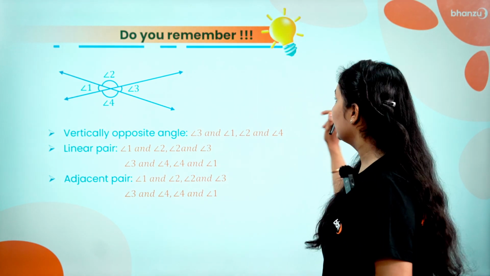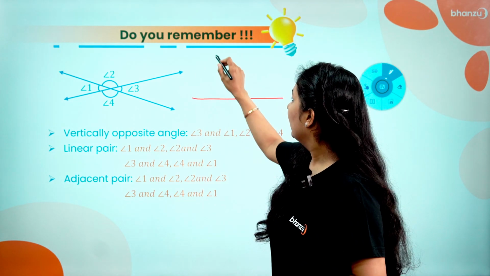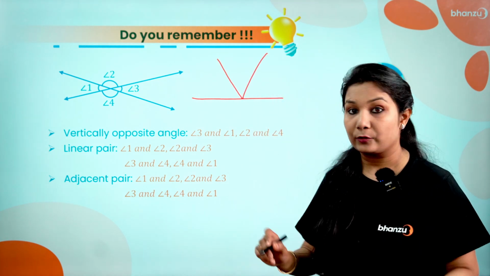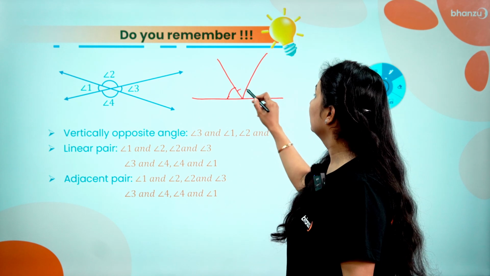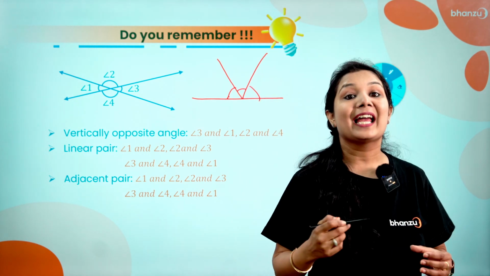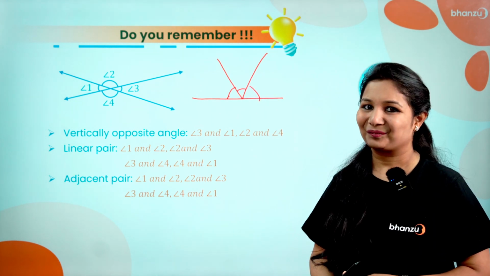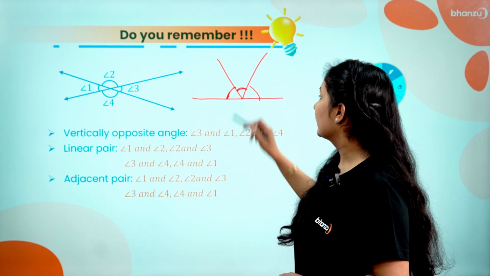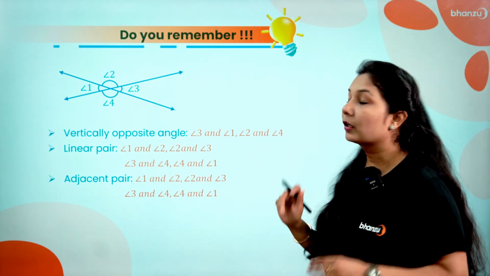Like here you can see, if this is a line and this is a transversal and this is also a line being cut as a transversal. So, this and this, yes, they are adjacent angles, because they are adjacent to each other. Got it?